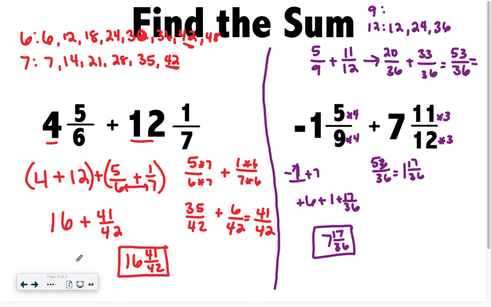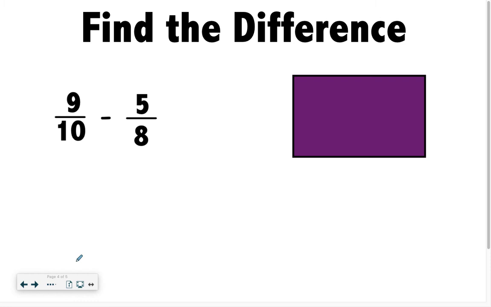I know this can take some practice to get used to, but hopefully it's not too bad. Then we have 9 tenths minus 5 eighths. Again, when you're subtracting, you still need a common denominator, okay? So 10 and 8, I'm trying to think what numbers 10 and 8 both go into. 8 does not go into 10, 8 does not go into 20, 8 does not go into 30, but 8 does go into 40.